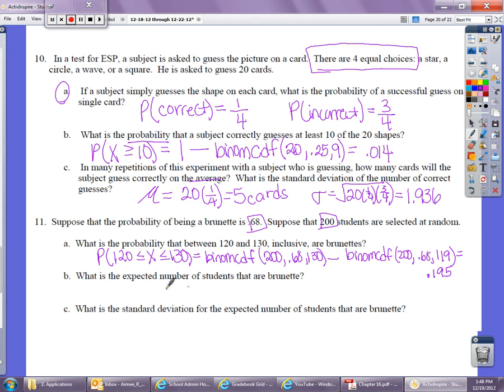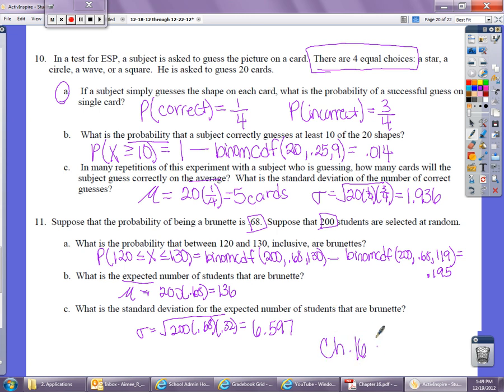What is the expected number? You should know mu is just n times p, so 200 times 0.68, and 200 times 0.68 is 136. And finally, what is the standard deviation for the expected number of students that are brunette? Standard deviation is equal to the square root of 200 times the probability times the complement. Put that in your calculator and you get 6.597.